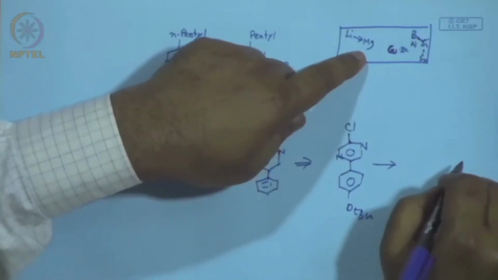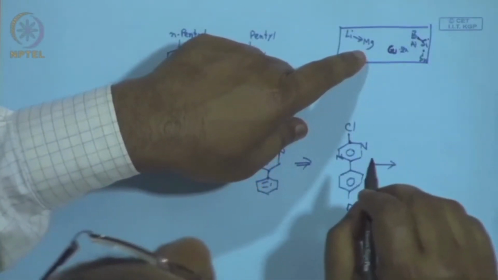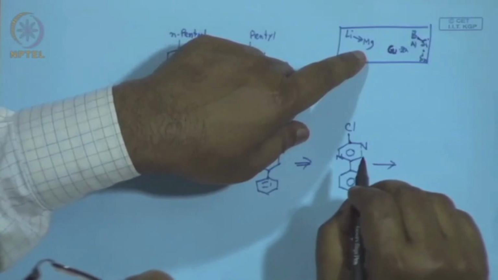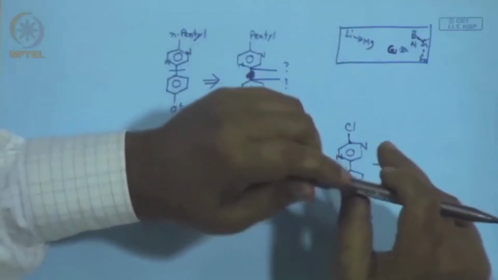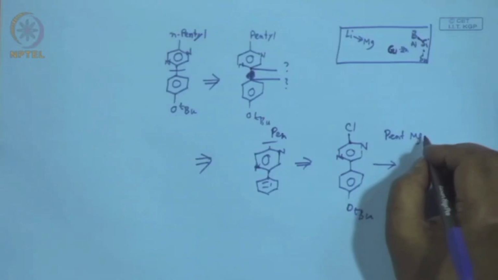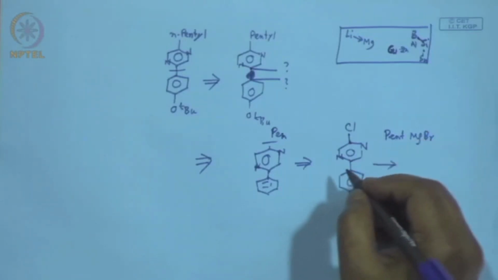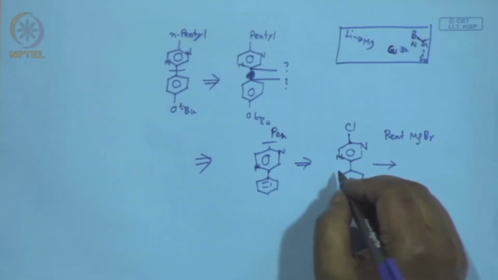So, it can cause all kinds of problems. Magnesium also is very similar. Magnesium normally is less reactive. So, to make it more reactive, now you know that there are all these possible transition metal catalyzed reactions. Although it is less reactive, now we know the cross coupling reactions, the Kumada reactions. So, first, let us think of the Kumada reaction. So, that means pentyl magnesium. In this example, they have used magnesium bromide.